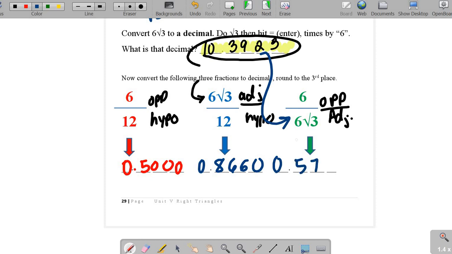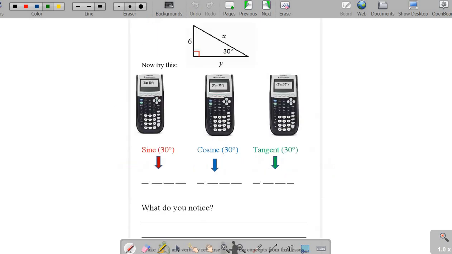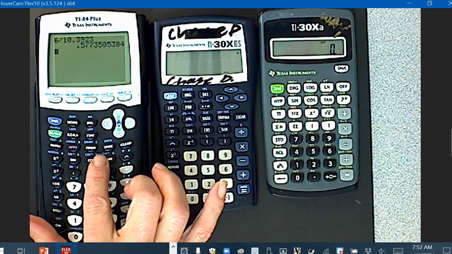Oops, let me keep my colors the same here. We're using green for this last one. Okay, so we have these different combinations of fractions related to the 30, 60, 90. Last one here. I'm going to be introducing these 3 buttons to you, sine, cosine, tangent.